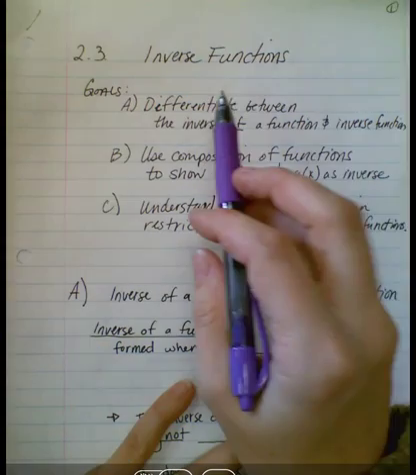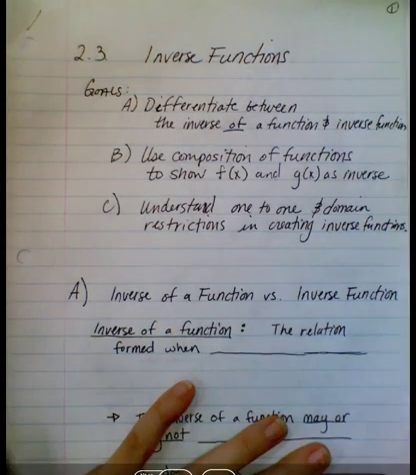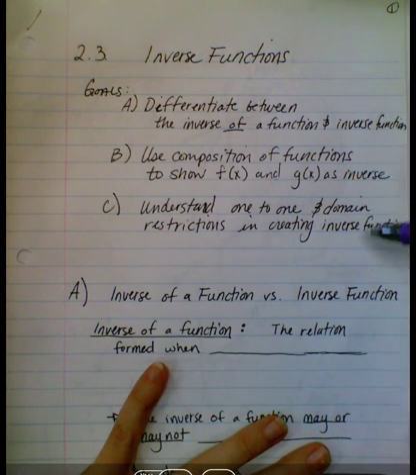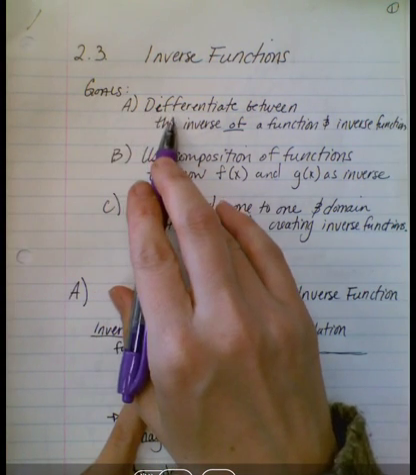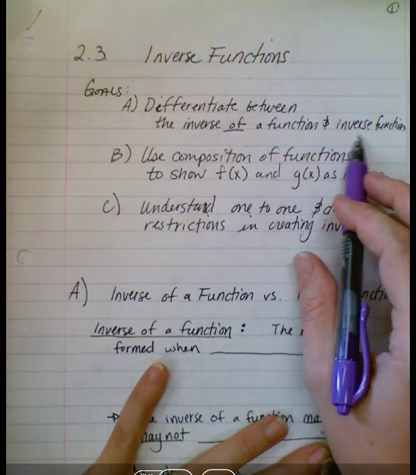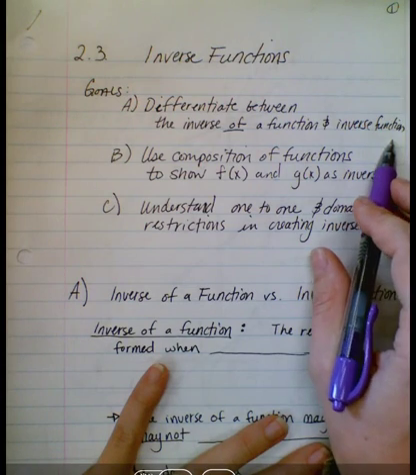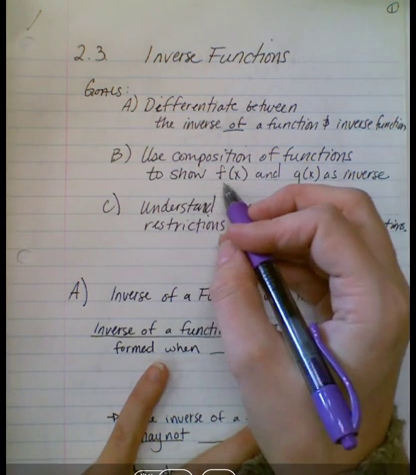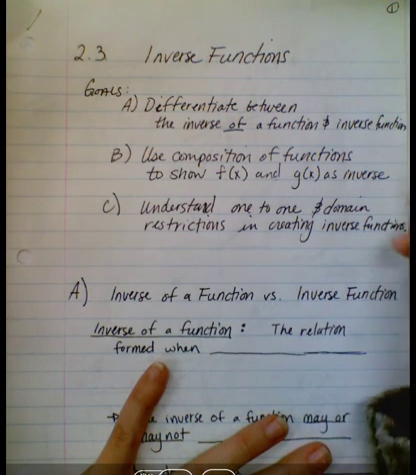2.3 is over inverse functions, another thing we've talked lots and lots about over the past few years. So we're just going to review some of the big ideas here. One, to be able to differentiate between the inverse of a function versus what it means to be an inverse function. And then we're going to use composition of functions to show f of x and g of x as inverse.